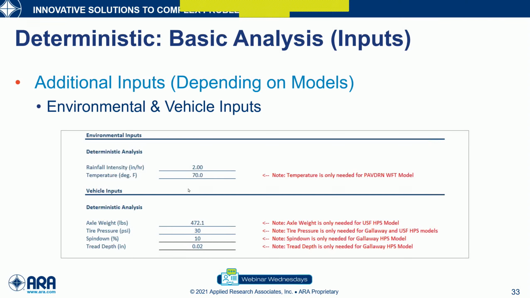And because every model is slightly different, some models may require additional inputs while others don't. Most of the time, these inputs include environmental inputs such as the temperature that you see here, which is only needed for the paved drainage waterfall thickness model. The hydroplaning tool is going to display these inputs if and only if a model is selected. So if you don't see an input box for a particular input, it simply means that the input is not required for the model you selected. In other words, if you don't see it, don't worry about it.